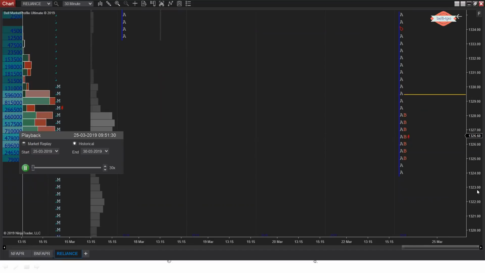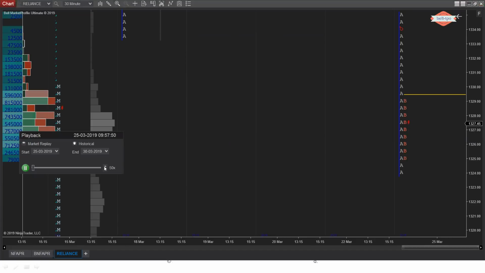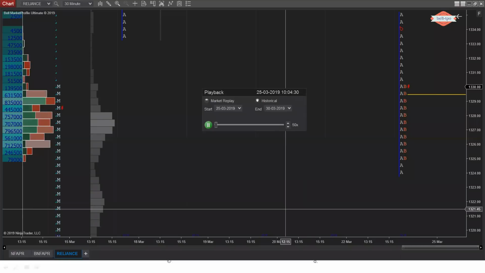I want to increase the speed to 30x. What you're watching is the 30x speed. That means every second, 30 seconds of market data is passing by. And I'm going to increase a bit. So 50 times I'm going to run the speed. Now time is very close to 10 o'clock. You could see here, time is 10 o'clock.